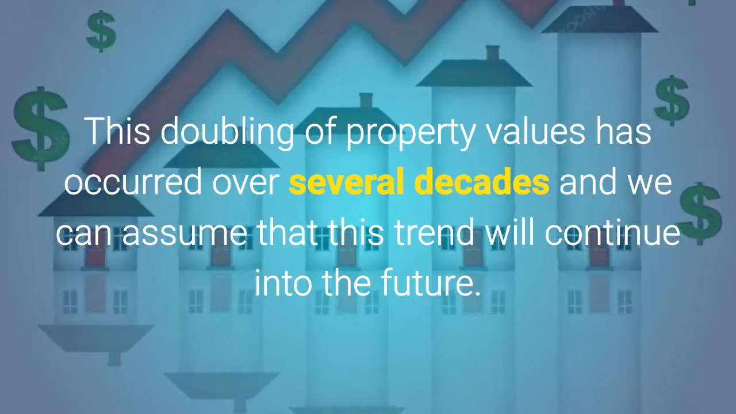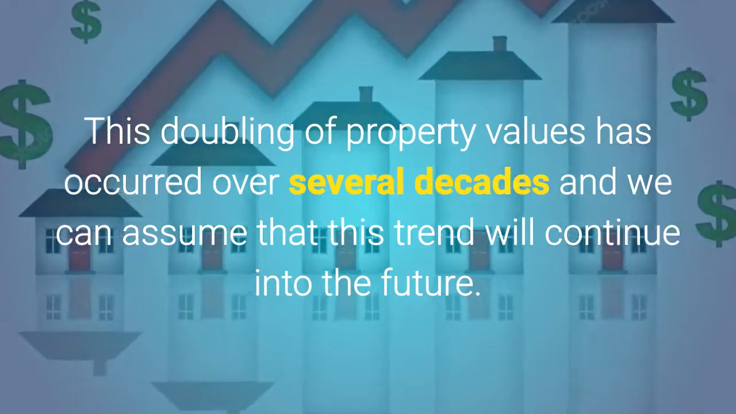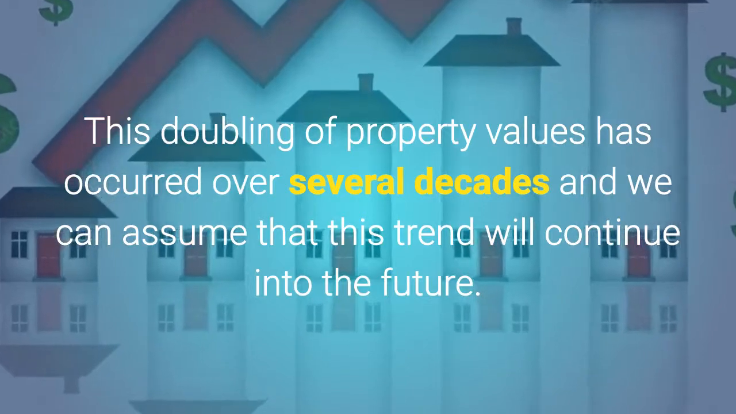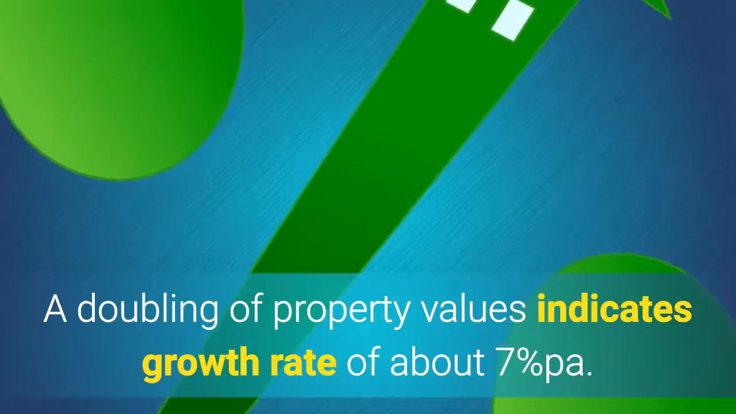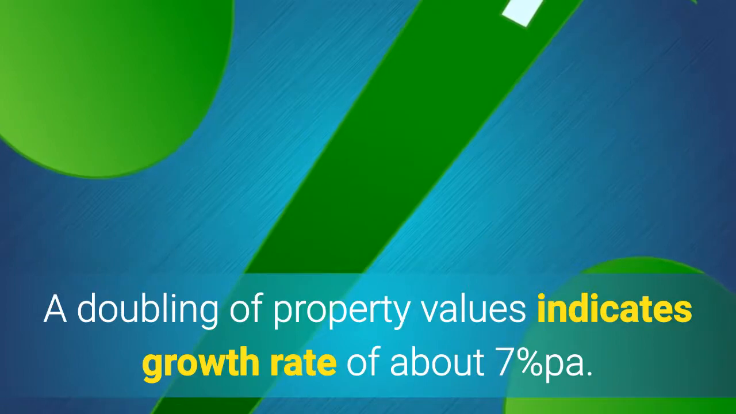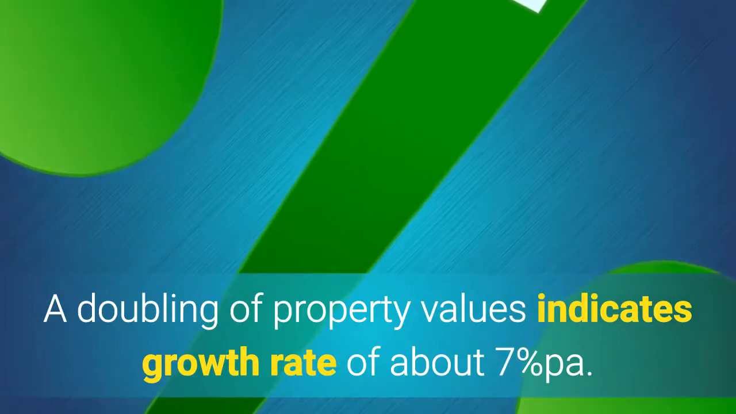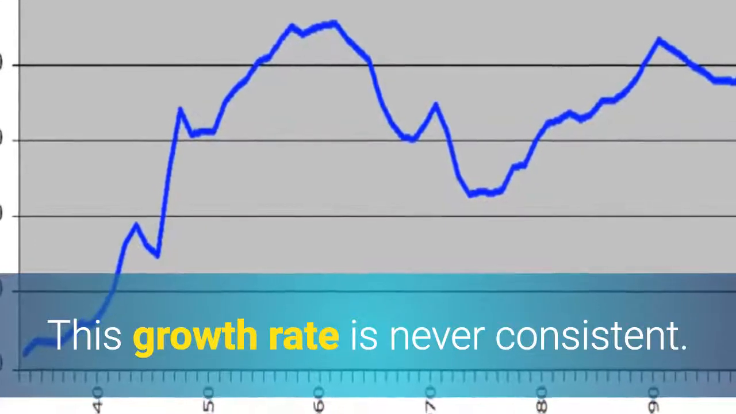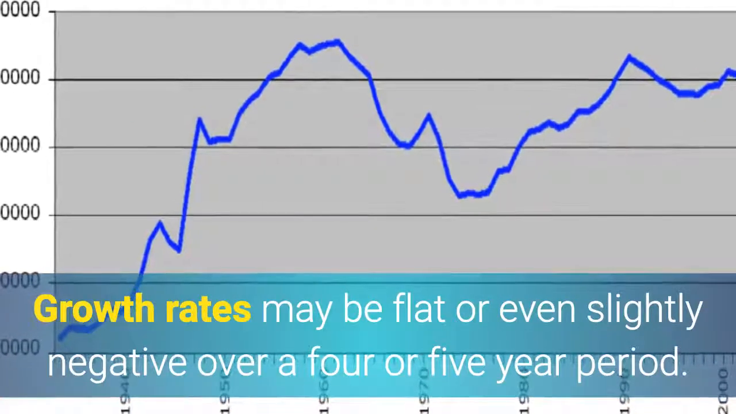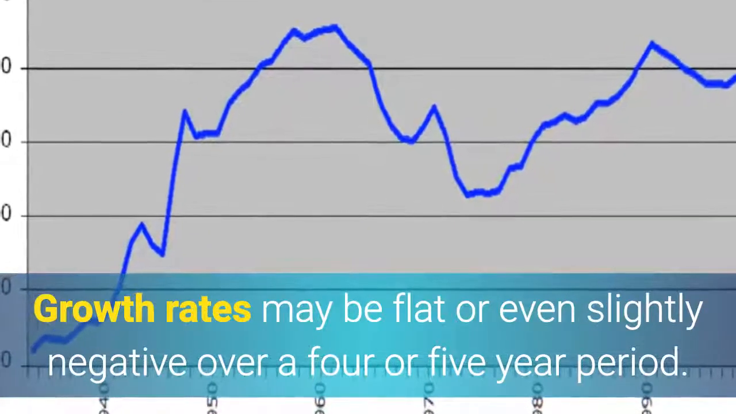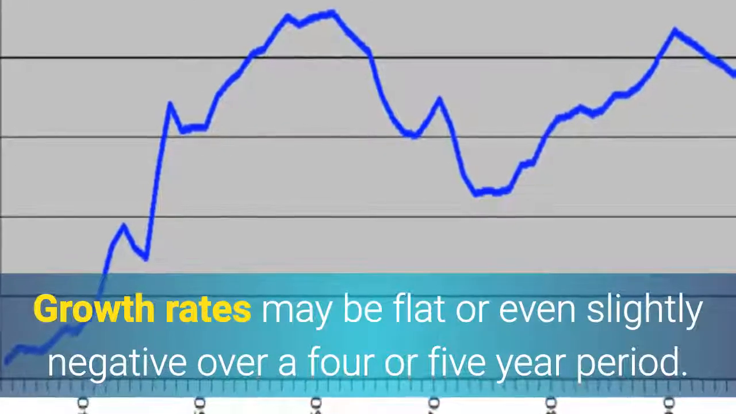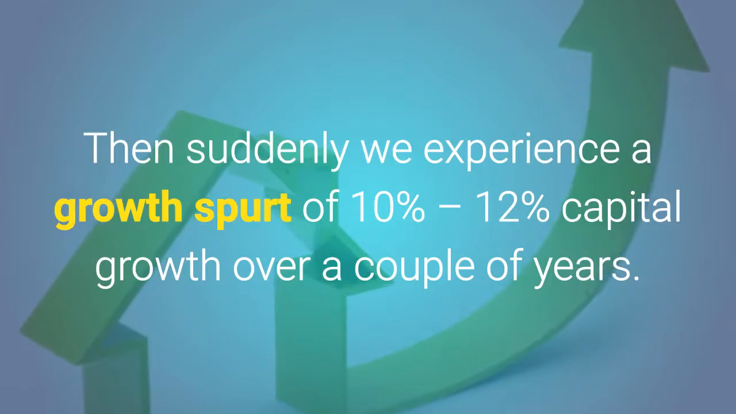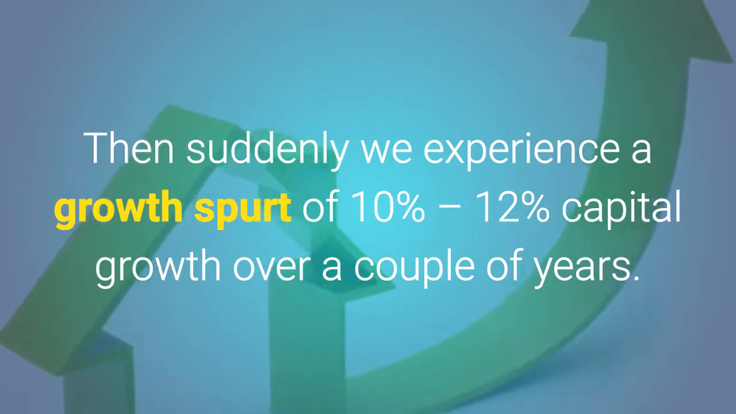This doubling of property values has occurred over several decades, and we can assume that this trend will continue into the future. A doubling of property values indicates a growth rate of about 7% per annum. And this growth rate is never consistent. Growth rates may be flat or even slightly negative over a 4 or 5 year period. Then suddenly we experience a growth spurt of 10 to 12% capital growth over a couple of years.